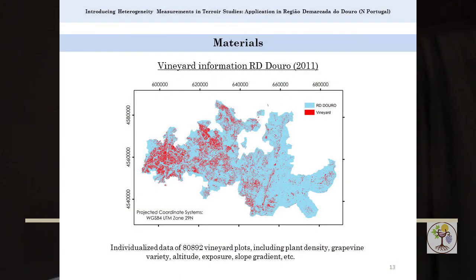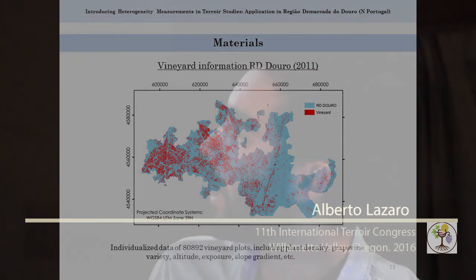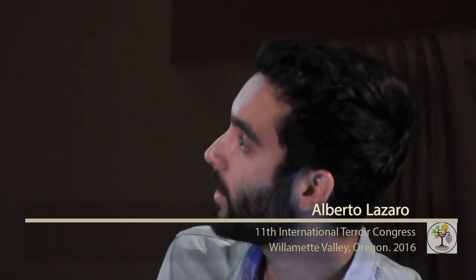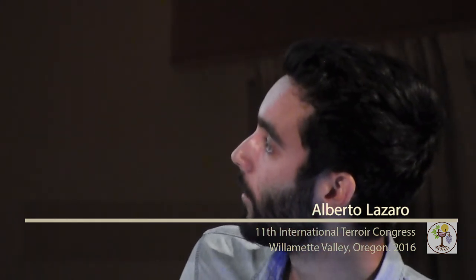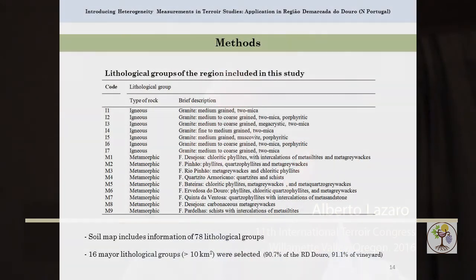On the other hand, we are going to use the Vanger data sets. So we collect information on 81,000 Vanger plots, collecting information of plant density, grapevine variety, aspect of the soil, etc. So considering the soil map legend, we know that we have information of 78 lithological groups, but we are taking just the 16 major groups that are spread over the 90% of the Douro region.